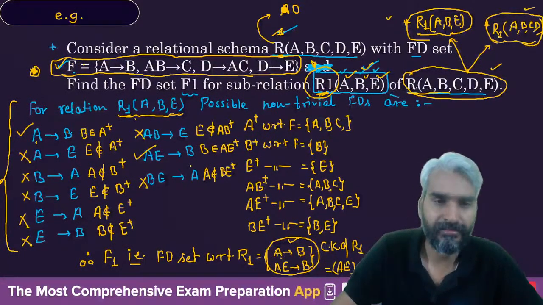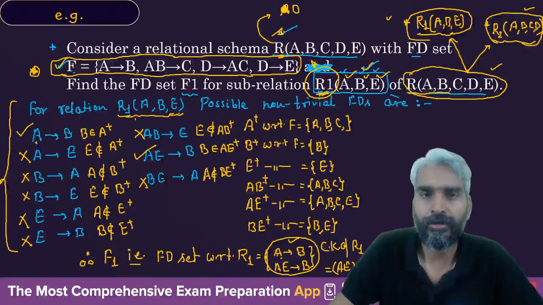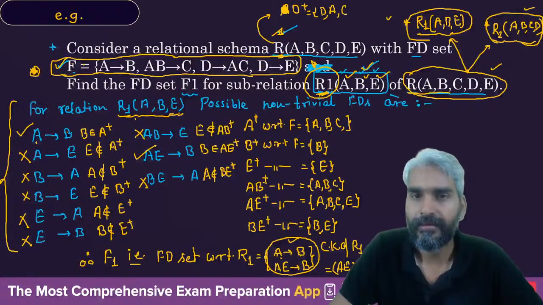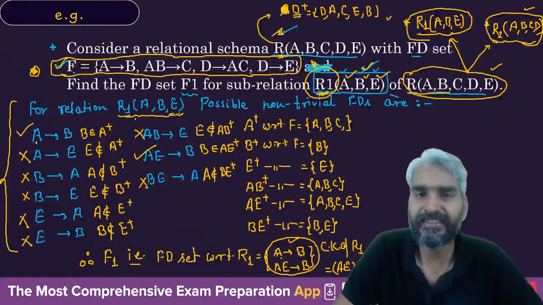One second. Yes. So what is the candidate key of this relation? D closure will be D. From D you can determine A, C, E, and from A you can determine B. Therefore, D is the candidate key.